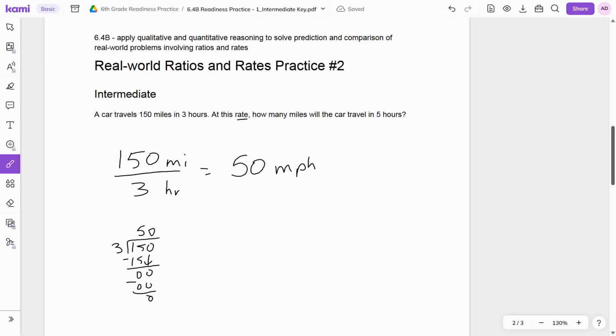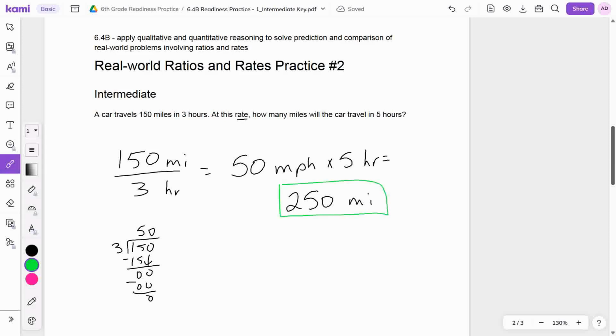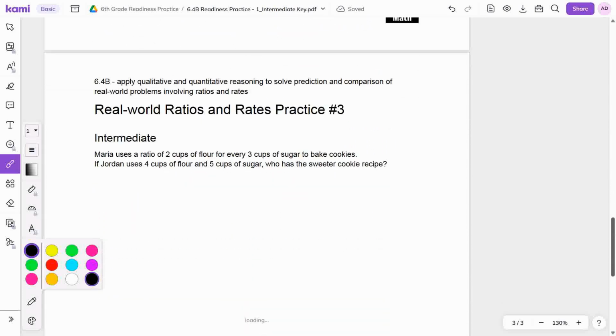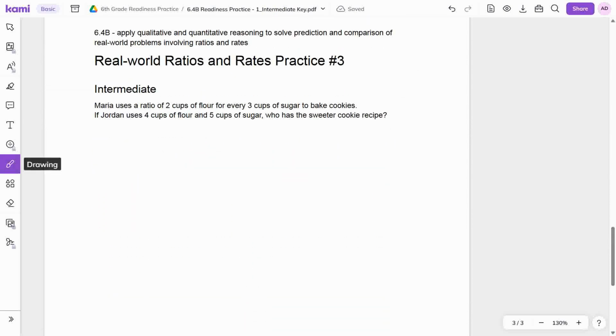So I'm going to take that 50 miles an hour, I'm going to multiply that by 5 hours, and what we're going to get is 5 times 50 is 250 miles. So we find the unit rate and we multiply that by how many hours. We can get our total mileage, 250 miles. And we're going to use mi for miles rather than m because m typically means meters. Mi means miles.